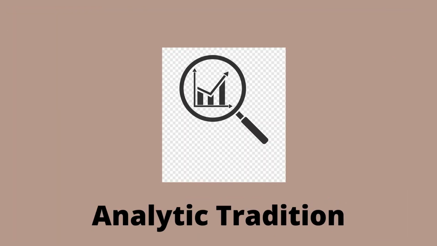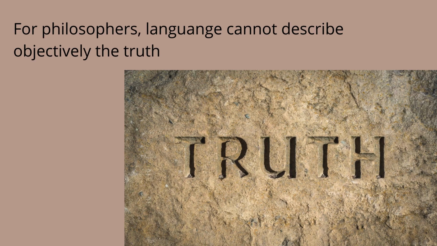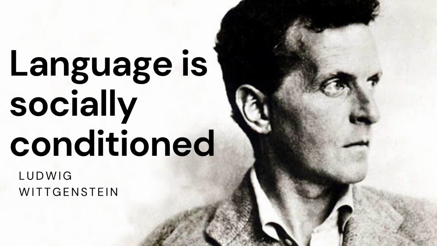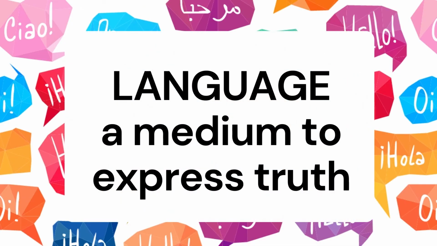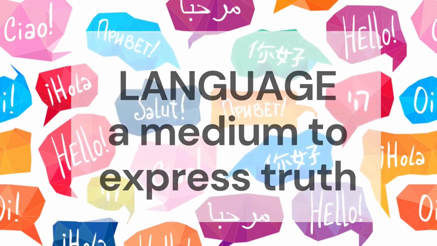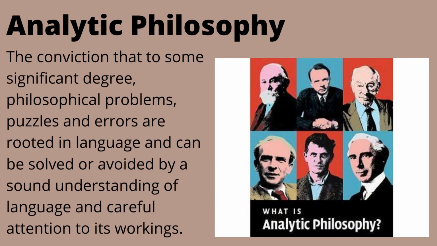To give postmodernism a lighter perspective, let's go to analytic tradition. For philosophers, language cannot describe objectively the truth. Analytic philosopher Ludwig Wittgenstein clearly stated that language is socially conditioned. For Wittgenstein, language serves as a medium to express truth.